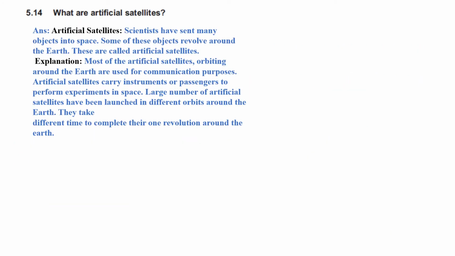The question 5.14 is, what are artificial satellites? First of all, you have to define what artificial satellites are. Scientists have sent many objects into space. Some of these objects revolve around the earth. These are called artificial satellites. Explanation: most of the artificial satellites orbiting around the earth are used for communication purposes. Artificial satellites carry instruments or passengers to perform experiments in space. A large number of artificial satellites have been launched in different orbits around the earth. They take different times to complete one revolution around the earth.